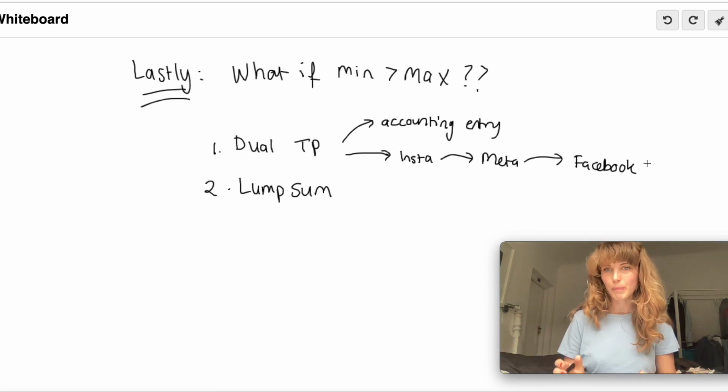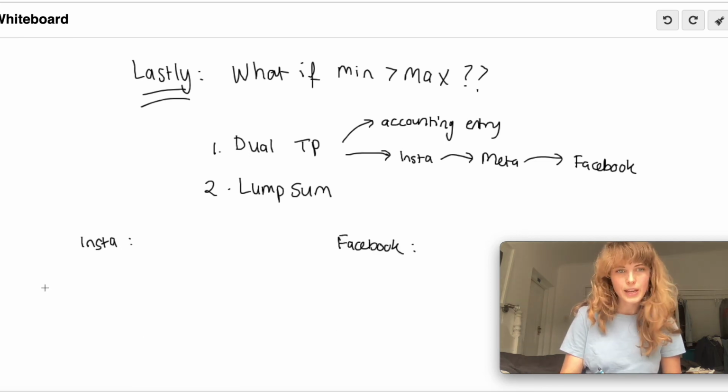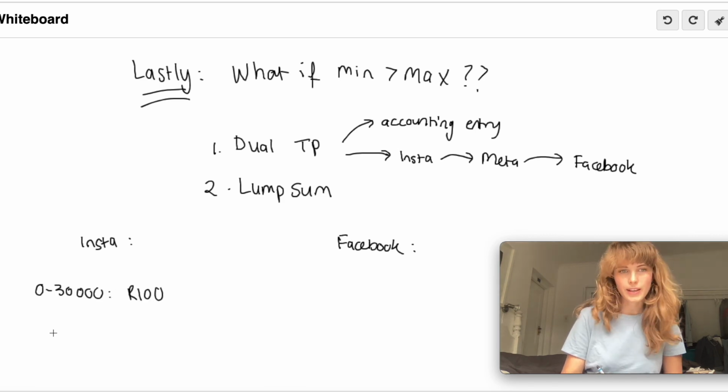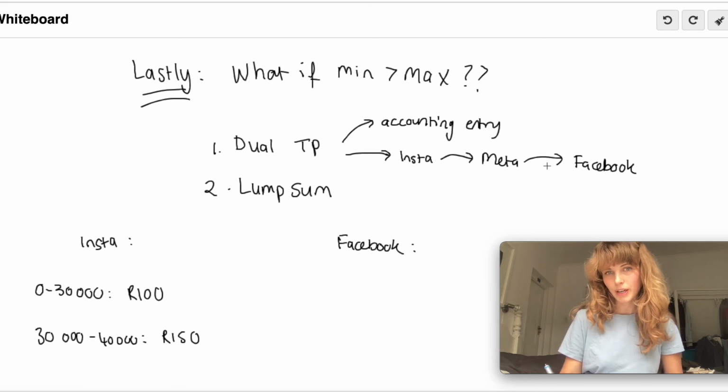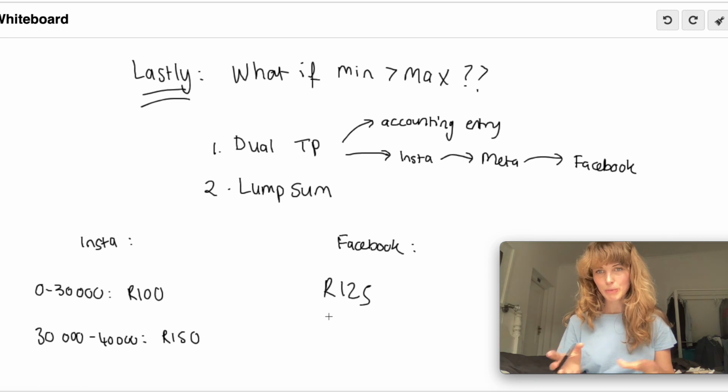And how a lump sum works is like this. Let's say we worked out two minimum prices for Instagram. Let's say for the first 30,000 units, their minimum price is 100 Rand, and for the next 10,000 units, it's 150 Rand. But Facebook's maximum price that we calculated is 125 Rand. So we can see what happens here is that Facebook is happy to purchase this first 30,000 units at 100 Rand because that's less than their maximum price. However, for the next 10,000 units, it's 25 Rand over what they were actually willing to pay, and so they're not going to do that.